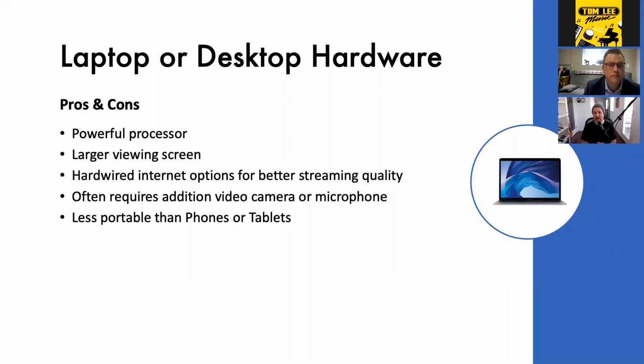Hardware internet is going to be super helpful. So if you want to hook Ethernet there, you're going to have better streaming quality. And the thing about this, though, is you're going to potentially require an additional video camera or a microphone. And then, of course, the last kind of con here is that it is less portable. Laptops are certainly not bad, but if you're going to have a desktop situation, you're going to have to find a way to fit it into your system.